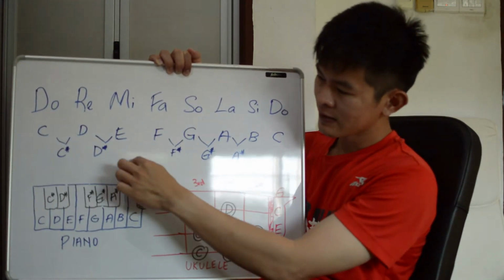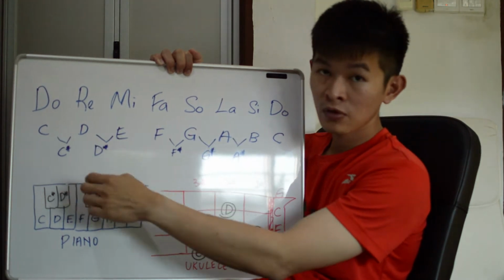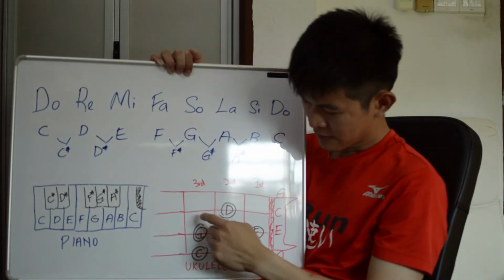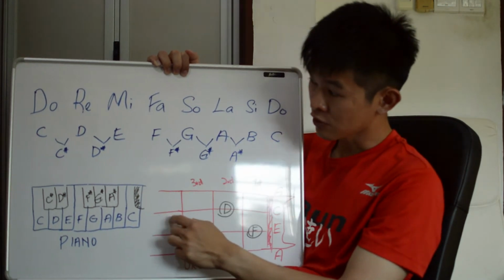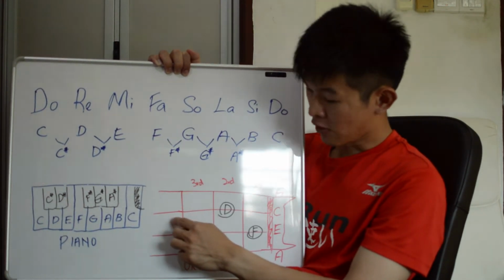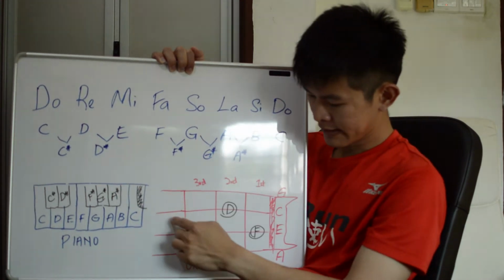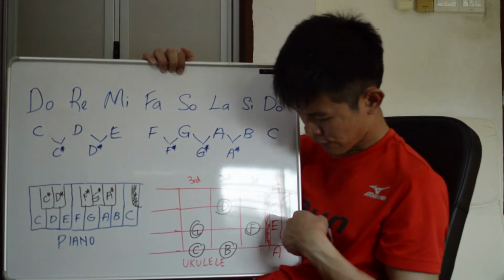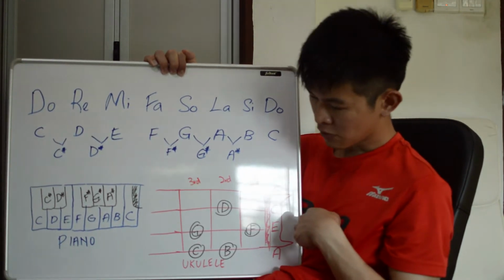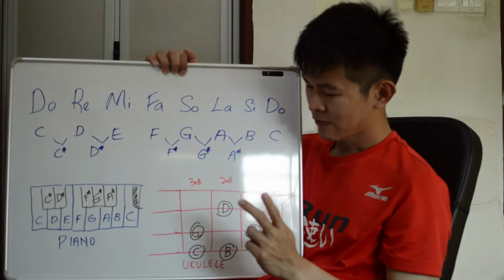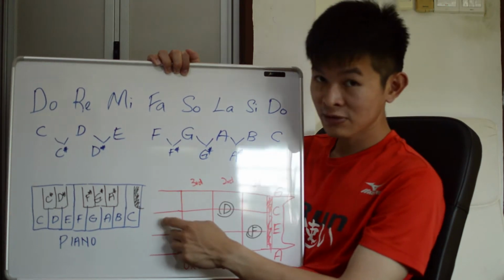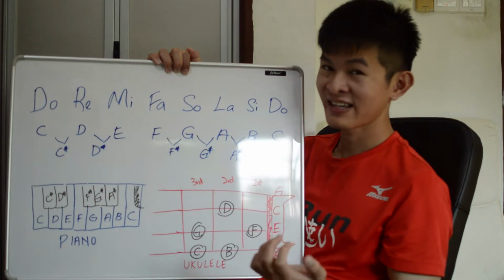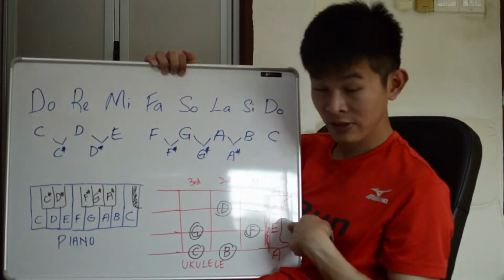Then Re to Mi is also a full note, so we have to leave one space, okay? Leave one space. So this is supposed to be Mi, or alphabet E, okay? C, D, E. And of course, because our third string is also E, we have two choices. We can either pluck this string, or we can just pluck this string without pressing any column.